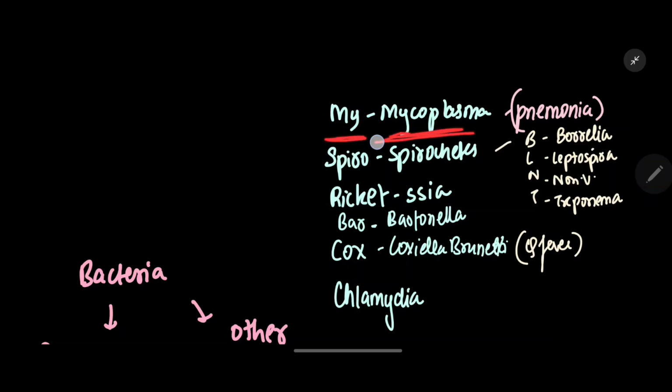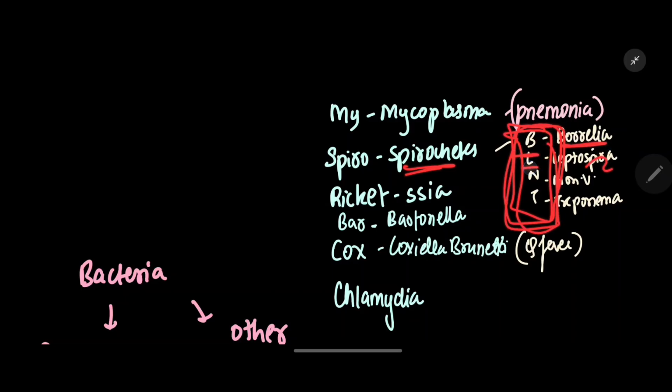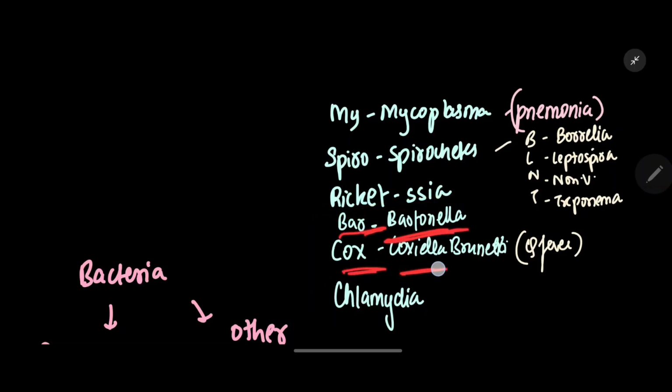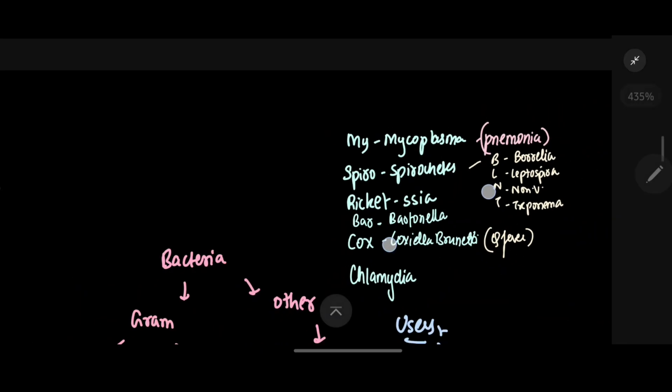So, my is for Mycoplasma pneumoniae. It is very tiny, doesn't have a cell wall. Spiro is for spirochetes. And to remember the spirochetes, the mnemonic is BLNT, blunt. B is for Borrelia, L is for Leptospira, N is for non-venereal treponema, and T is for Treponema pallidum. Ricket is for Rickettsia. Bar is for Bartonella, and Cox is for Coxiella burnetii. This causes Q fever, and we'll discuss this in CVS.